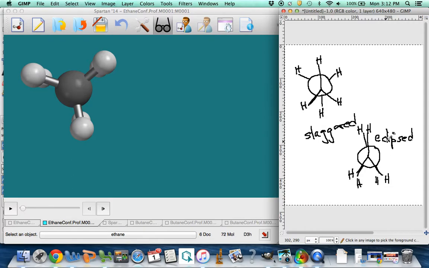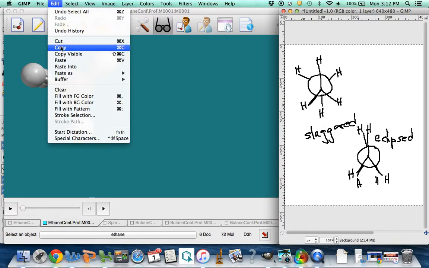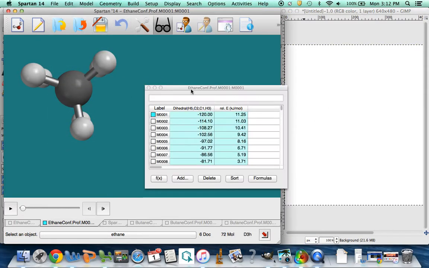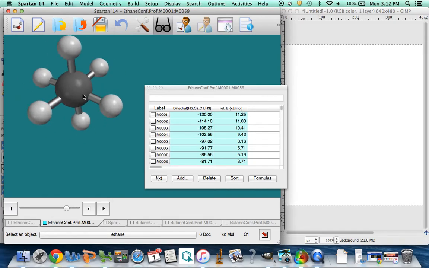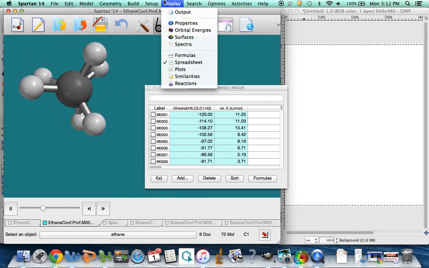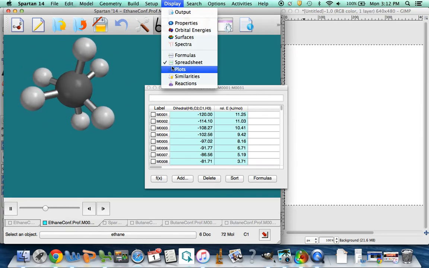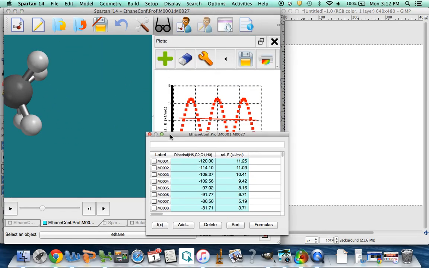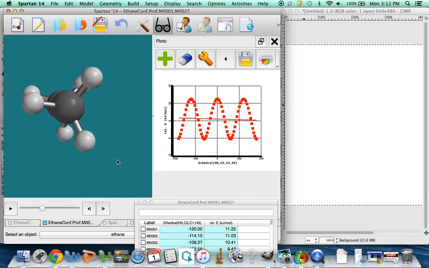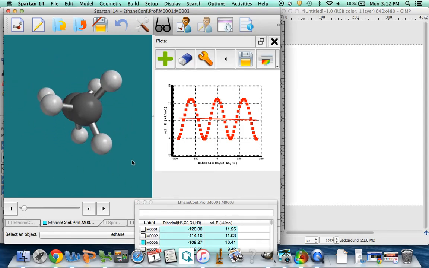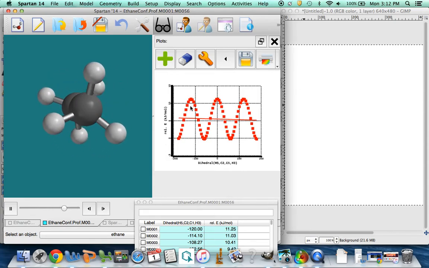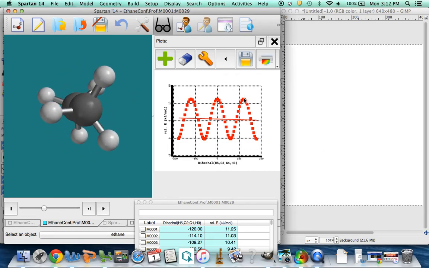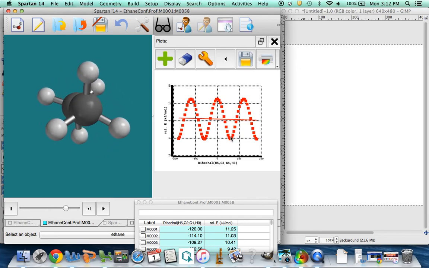Okay, now let's consider all these different energies and think about what sort of pattern is being formed as this carbon-carbon bond is being rotated. Let's imagine plotting the data from this spreadsheet, and what we can see is that as we alter the dihedral angle, we sort of alternate energies from low to high, low to high, low to high, with the high energies being the eclipsed, the low energies being staggered.